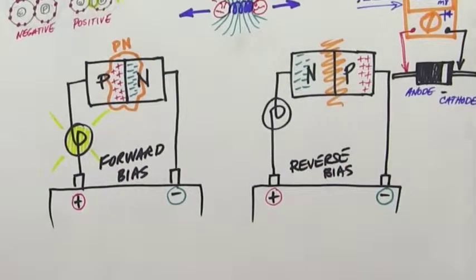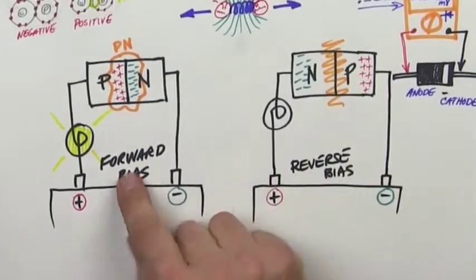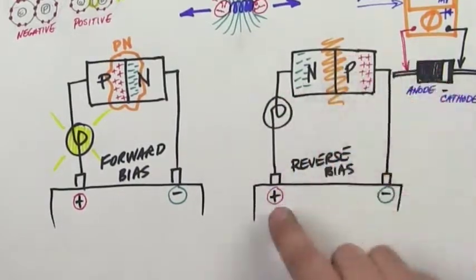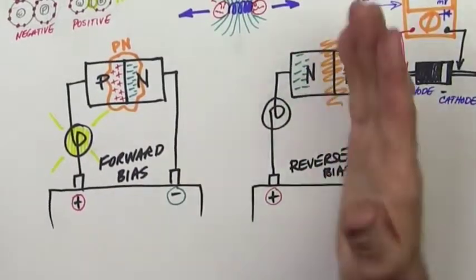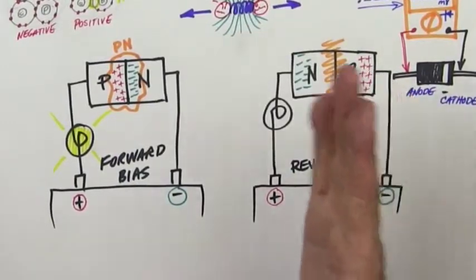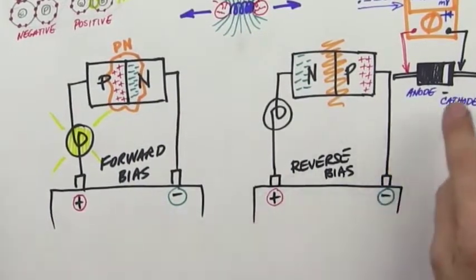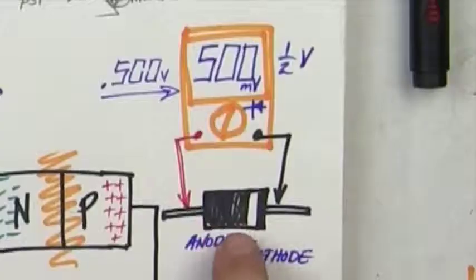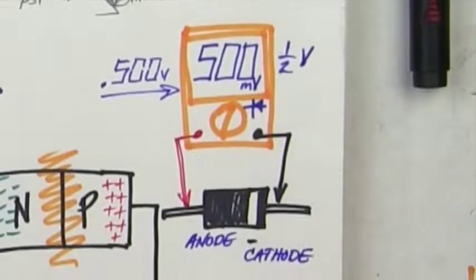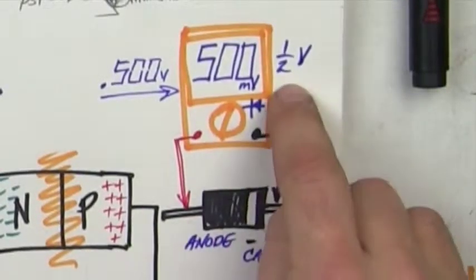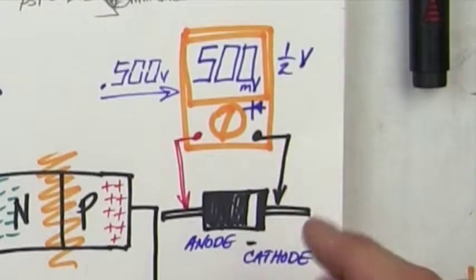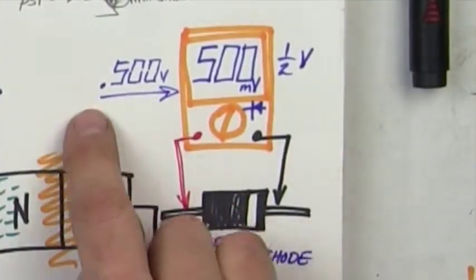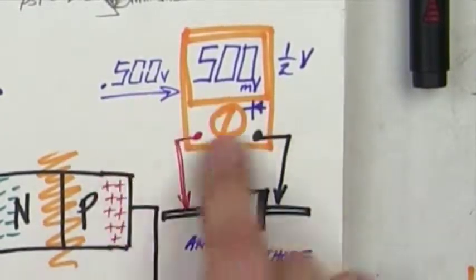Okay, so in the reverse bias situation, we flip the diode or we flip the polarity, and now positives pull negatives away, negatives pull positives away, and the light turns off. So if we're testing a diode, and the diode's testing good, then we should get about a half a volt. This is with a silicon rectifier. And I need to explain that, don't I? So half a volt or 500 millivolts.